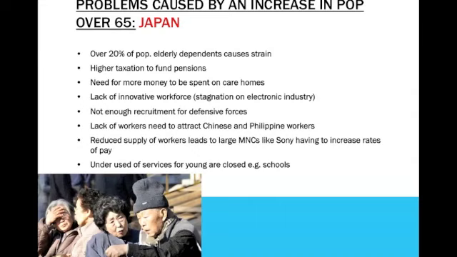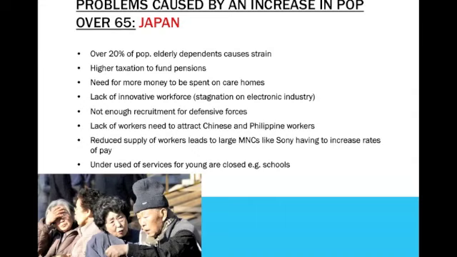Stagnation means kind of a hold, a stop. Also, there's not enough recruitment for defensive forces. There aren't many younger people to recruit for the army. So obviously, the defense of a country will not be that good.